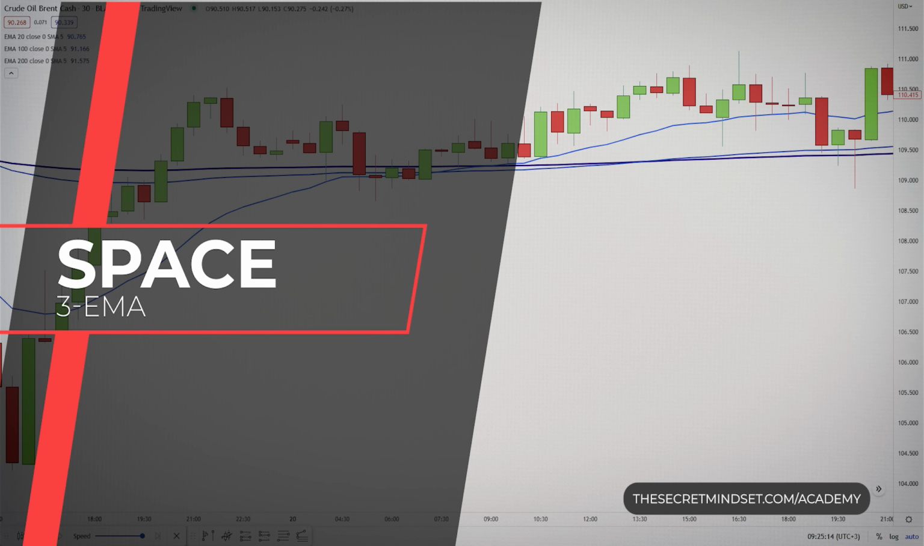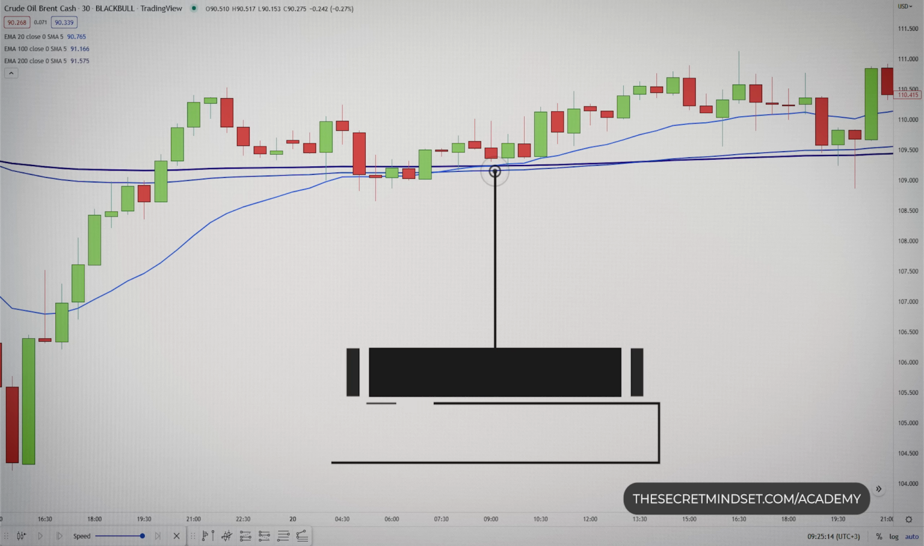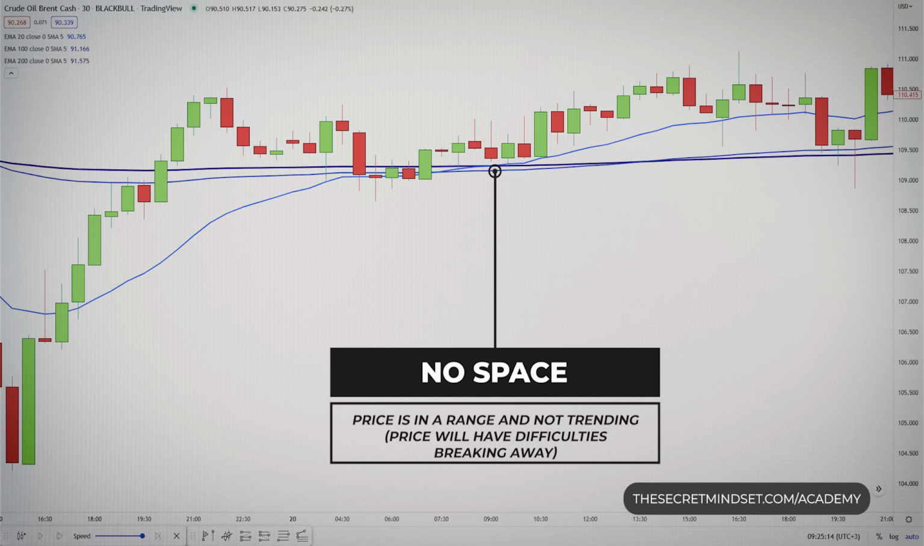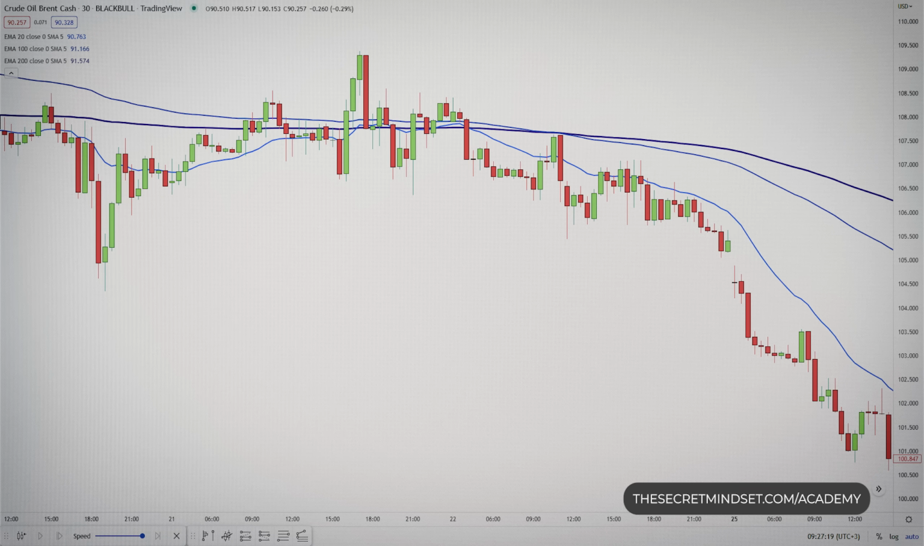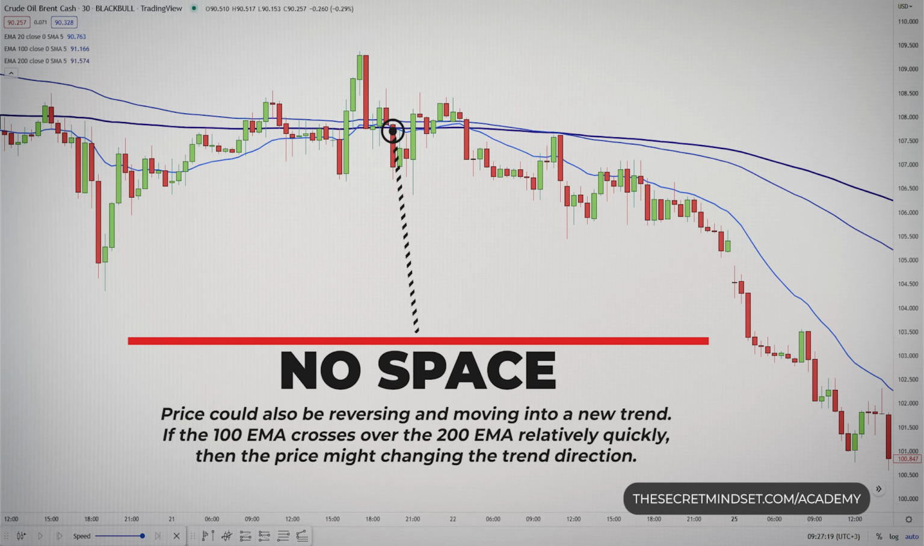The space between the moving averages will provide information about the trend or lack of it. If there is no space, then price is in a range and not trending. When there's no space, price will have difficulties breaking away. This means that price will often respect the support and resistance levels of the range, and the risk of false breakouts is higher. No space also means that price could also be reversing and moving into a new trend. If the 100 EMA crosses over the 200 relatively quickly, then the price might be changing the trend direction.